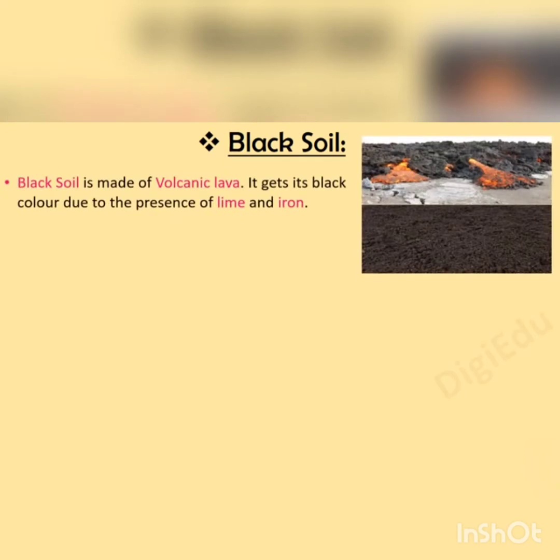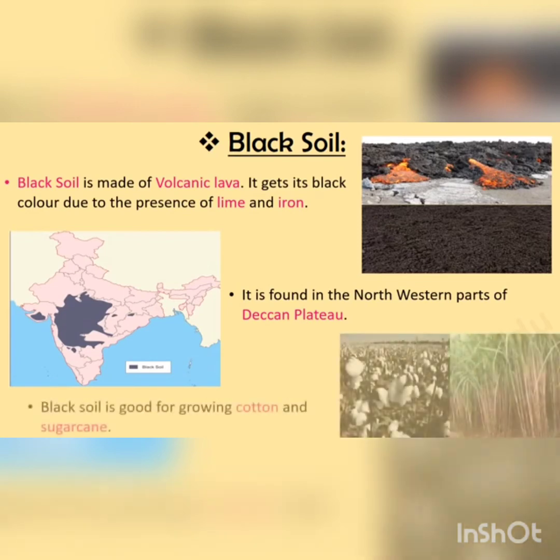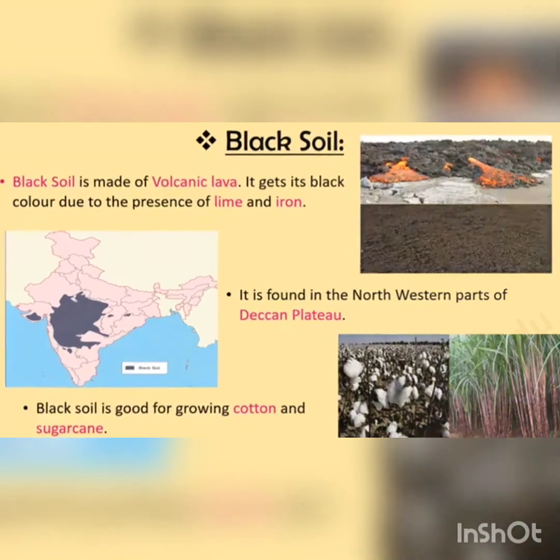Now let's talk about the black soil, another type of soil which is also called black cotton soil. Black soil is made up of volcanic lava. It gets its black color due to the presence of lime and iron. It is found in the northwestern parts of the Deccan Plateau. Black soil is good for growing cotton and sugarcane. That is why it is also called black cotton soil.